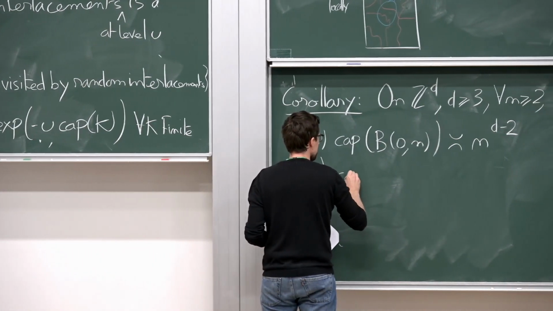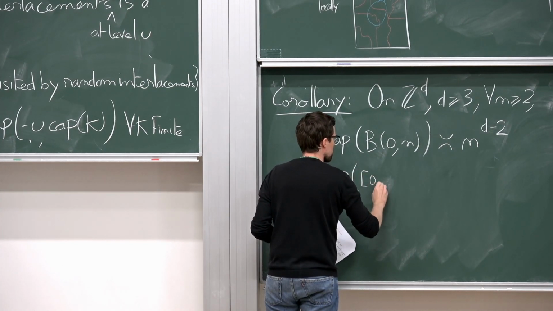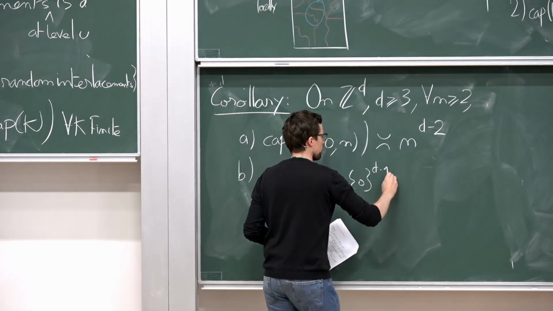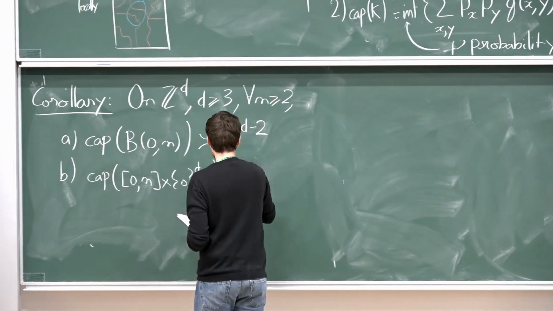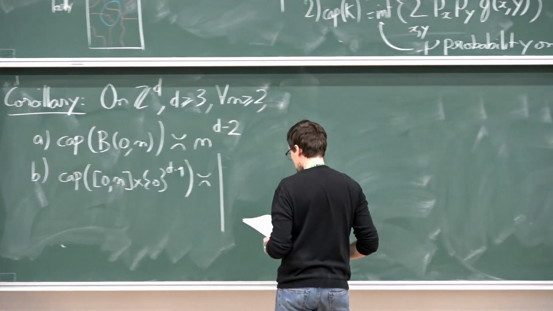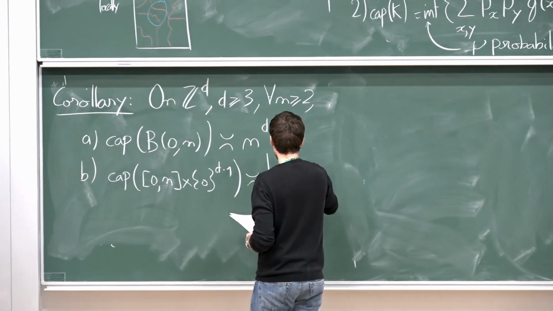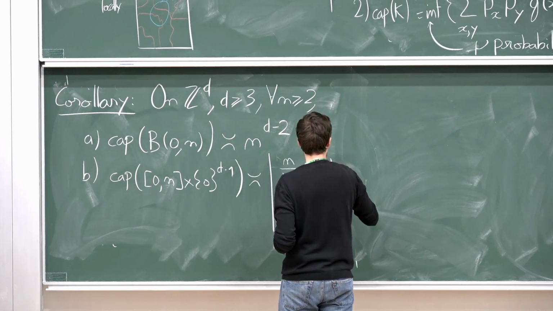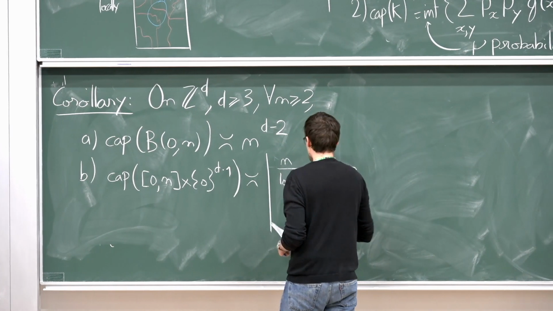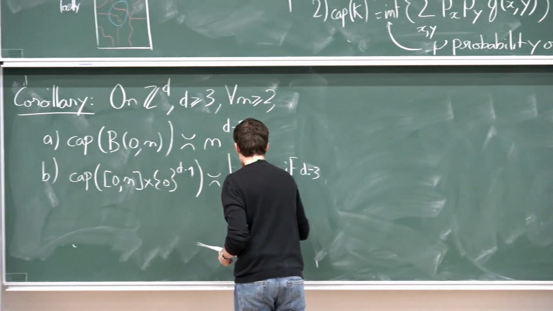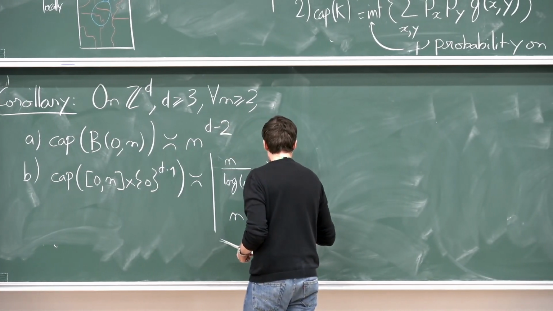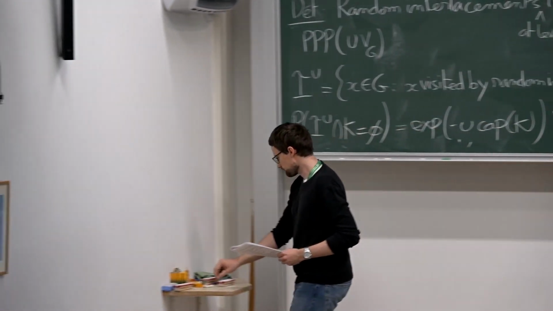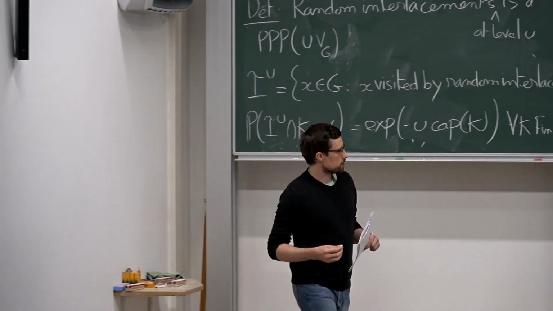If you take the capacity of a line, so let's say [0,n] times 0 to the d minus 1, this is of order, and this is where it becomes a bit more interesting, because this depends on the dimension. In dimension 3, this is of order n over log n, and in higher dimension, this is of order n. So now you are on Z^d? Yes, I'm on Z^d.